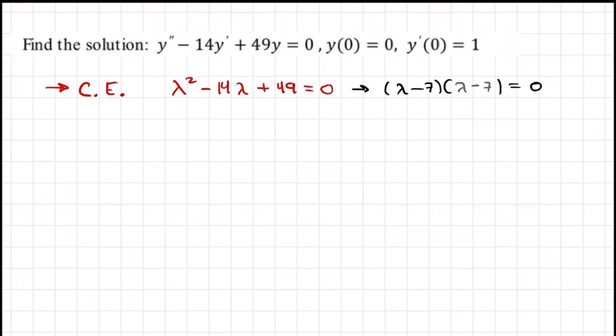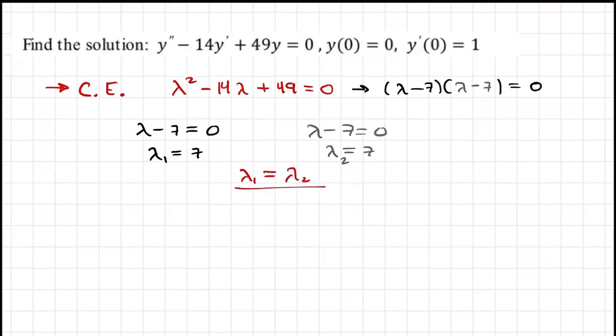So you can see we're going to get here that lambda minus 7 equals 0. Therefore, lambda is equal to 7. For this other one, we happen to get the same thing, lambda equals 7. So even though we can still name them lambda 1 and lambda 2, for this one in particular, lambda 1 is equal to lambda 2. And because both roots are the exact same number, this means that we got a case 2.